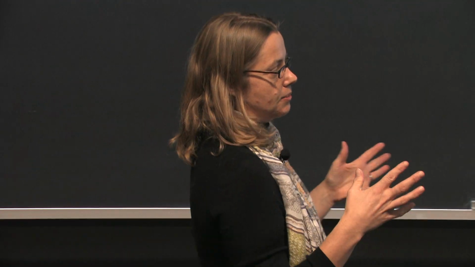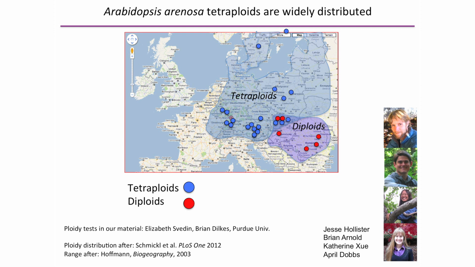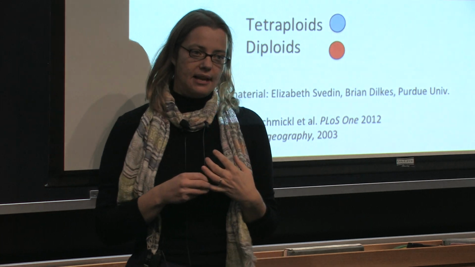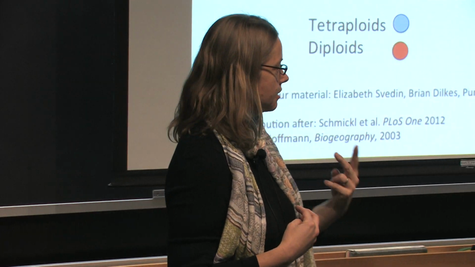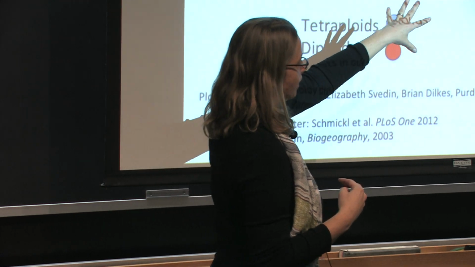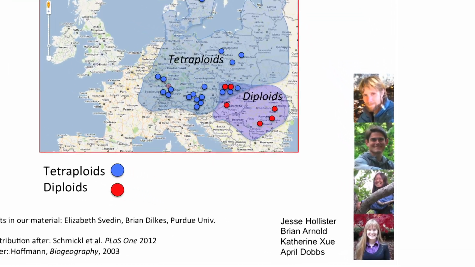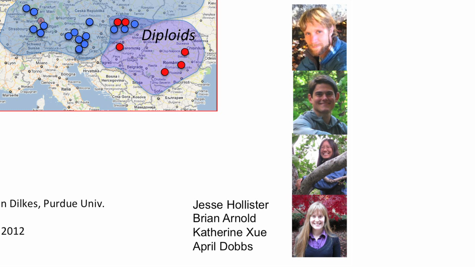So this is the distribution of Arabidopsis arenosa, again, the species we work with. The blue dots are collections that we have made that are tetraploids. So these have 4 copies of every chromosome. And the red dots are collections that we have made that are diploid, that have 2 copies of every chromosome. And this is the material we're comparing. These are the people who, in addition to me, made this collection.